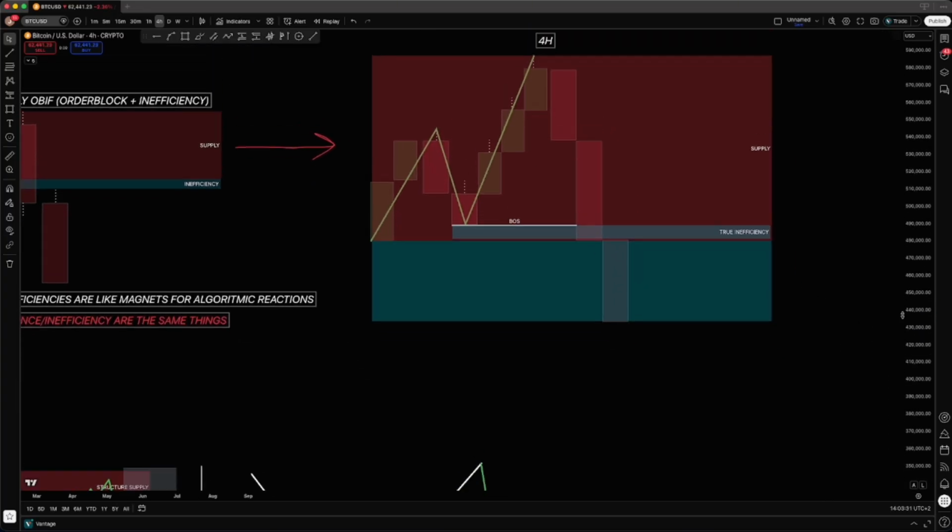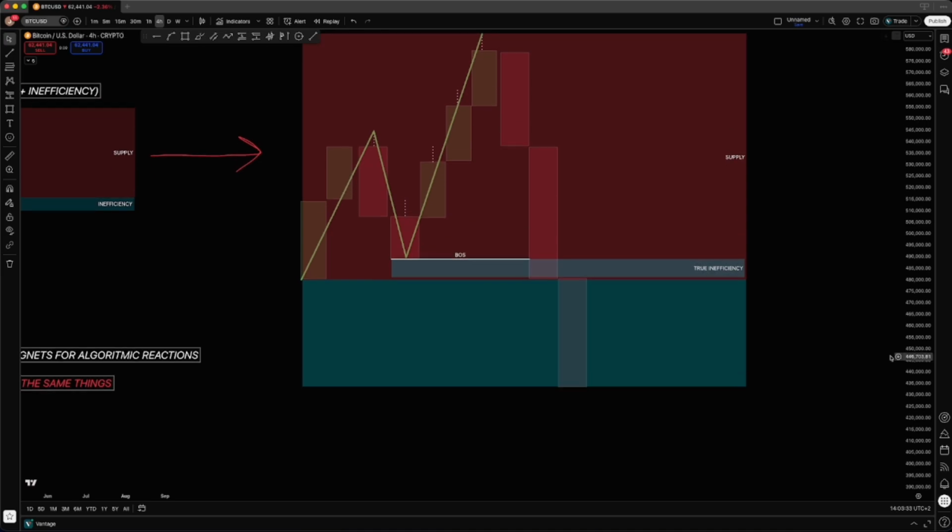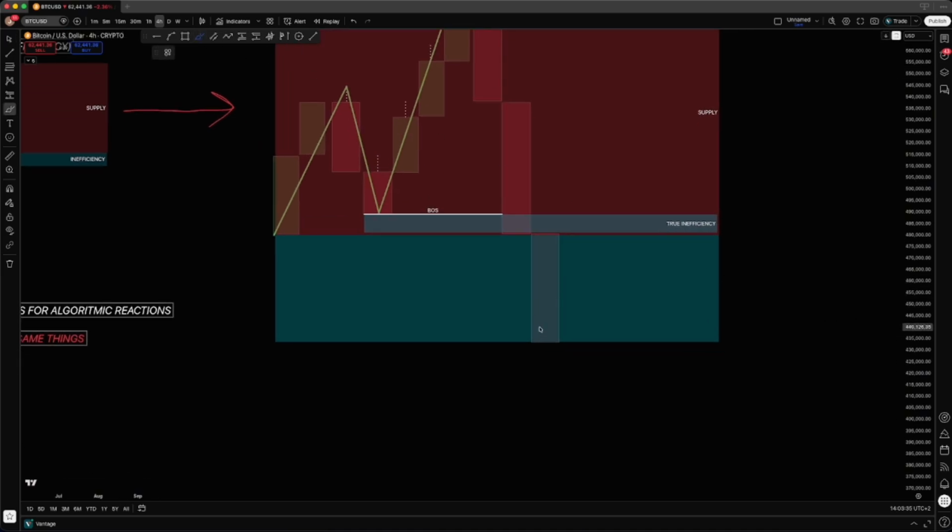So why is this important? It doesn't matter how long it will take, but at some point, let's say the market dumps and eventually we get a relief rally like this. Most traders will trade the fair value gap, but this is not important. It is not profitable to enter right here. Why? The market needs and wants to fill the true imbalance like this.